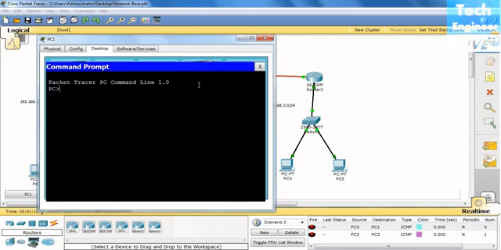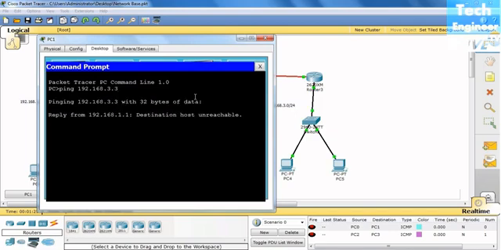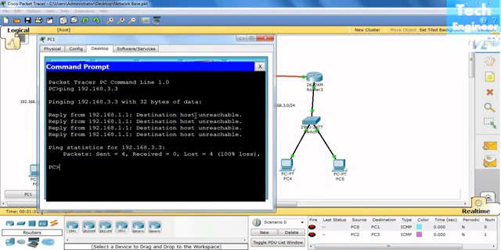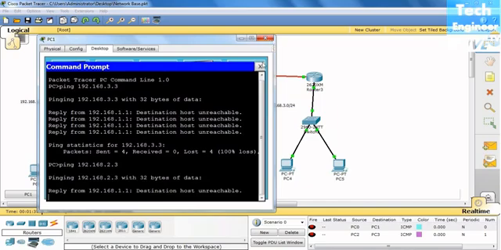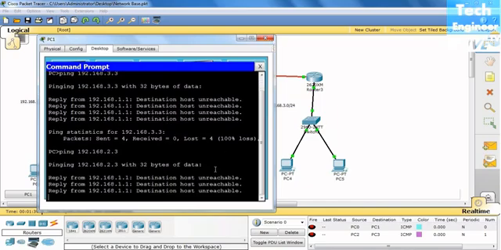So let me first ping whether the PCs of the different networks are able to communicate with each other or not. No, it's not. Same with the other network. Nope, it's not.